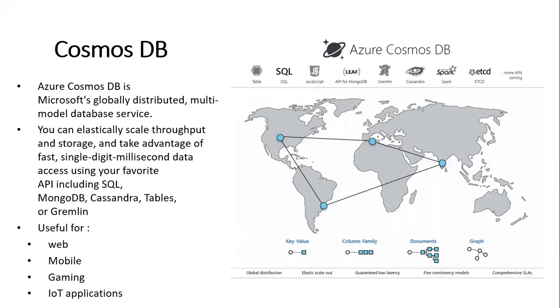You can elastically scale throughput and storage and take advantage of fast single digit millisecond data access using your favorite API, including SQL, MongoDB, Cassandra, Tables, and Gremlin. So where can we use this Azure Cosmos DB? It is very useful in web, mobile, gaming, and IoT. IoT means Internet of Things.